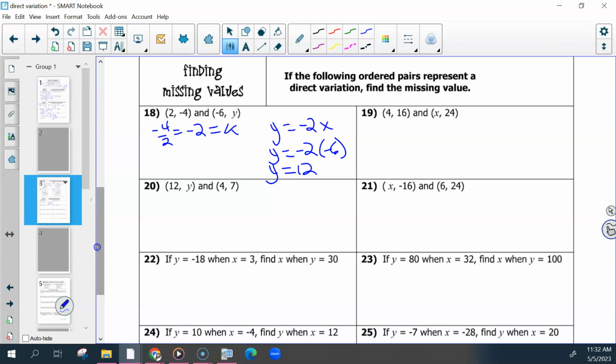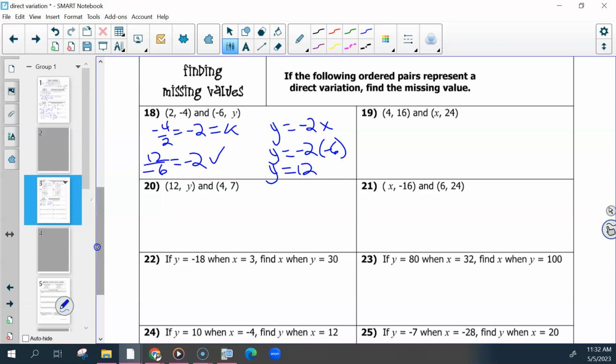If you wanted to double check yourself, you could take the y value and x value that were given and divide them. If you get the same k value, you know you did that right. If you don't, something's wrong. Questions on that? We're going to do a few more on this page and then go on.